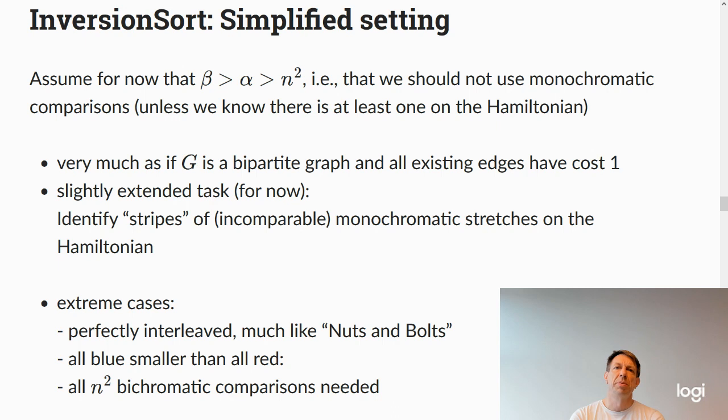And again, for the sake of simplicity, we can see that there is this perfectly interleaved case, which much resembles the nuts and bolts setting. And then the other extreme would be a setting where all blues are smaller than all reds, and we actually, in a second phase, need all bichromatic comparisons. So for the next part of the talk, assume that alpha and beta are really big, and that we run this classification of the situation by bichromatic comparisons and leave the final sorting to a second phase where we then do the required monochromatic comparisons, which is kind of obvious because this needs to be done and there is no additional unseen difficulty in it.